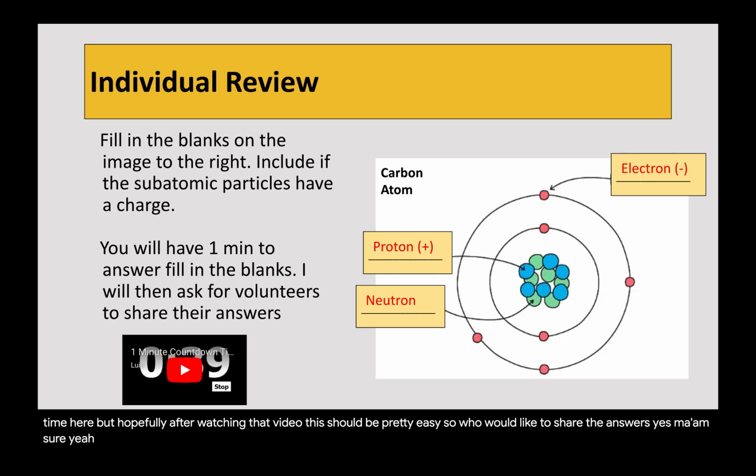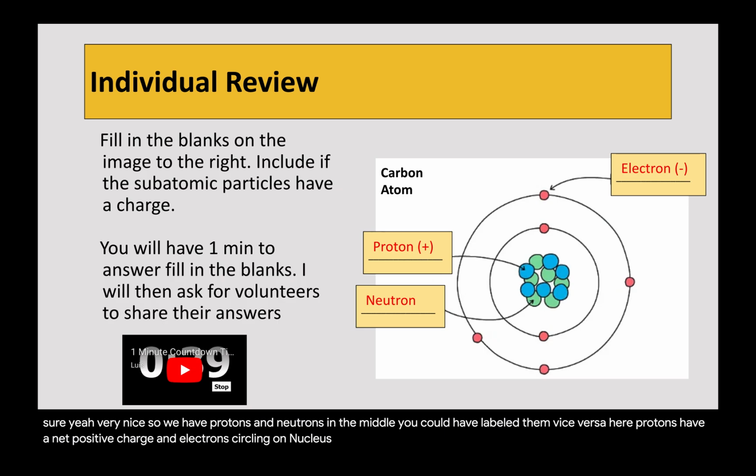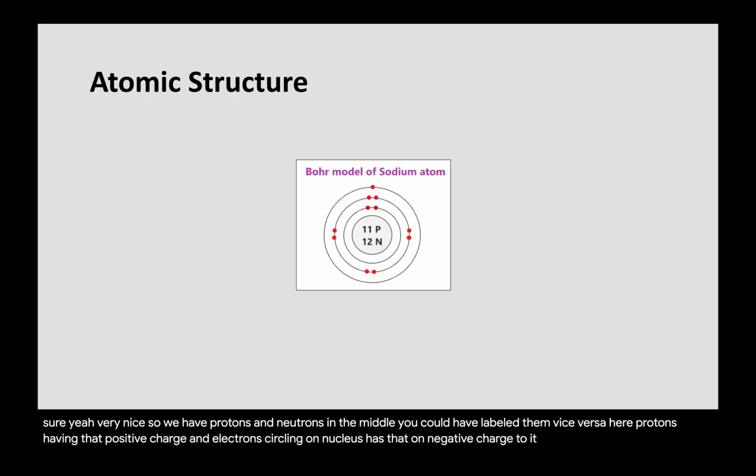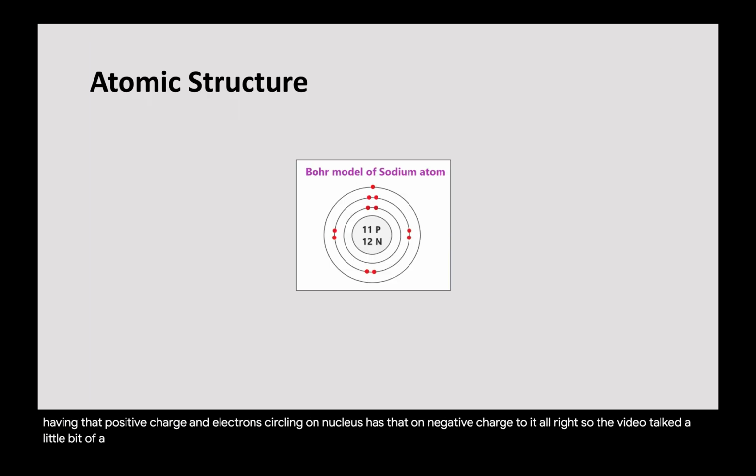Yeah, very nice. So we have protons and neutrons in the middle. You could have labeled them vice versa here. Protons having that positive charge and electrons circling the nucleus having that negative charge to it. All right, so the video talked a little bit of atomic structure. We're going to dive in a little deeper here.